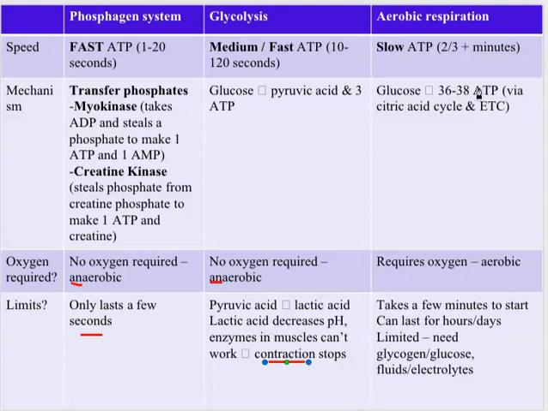Aerobic respiration goes through the citric acid cycle and the electron transport chain. Don't need to know the steps of those. And then aerobic respiration uses oxygen. The problem with this is that it takes a few minutes to start getting optimal production of ATP, but once it does, it can last as long as you have glucose, glycogen, fluids, and electrolytes.